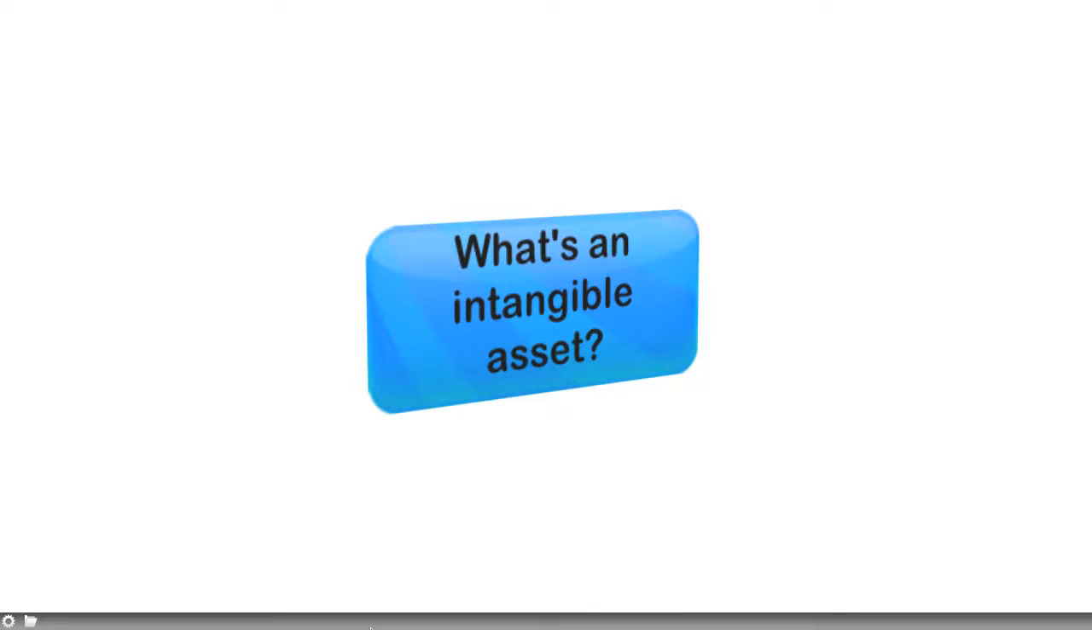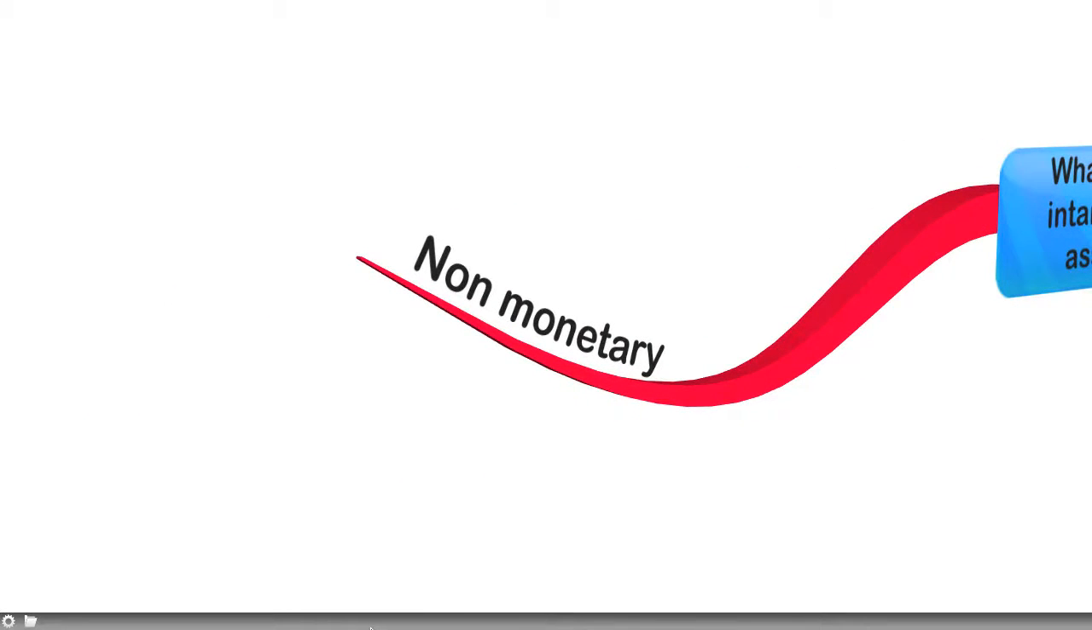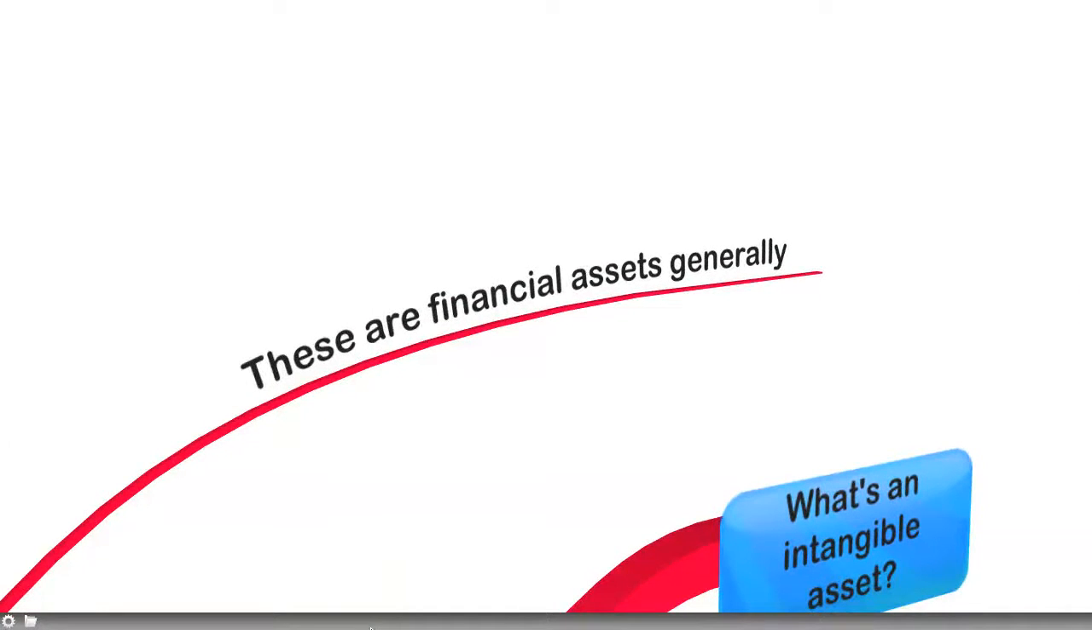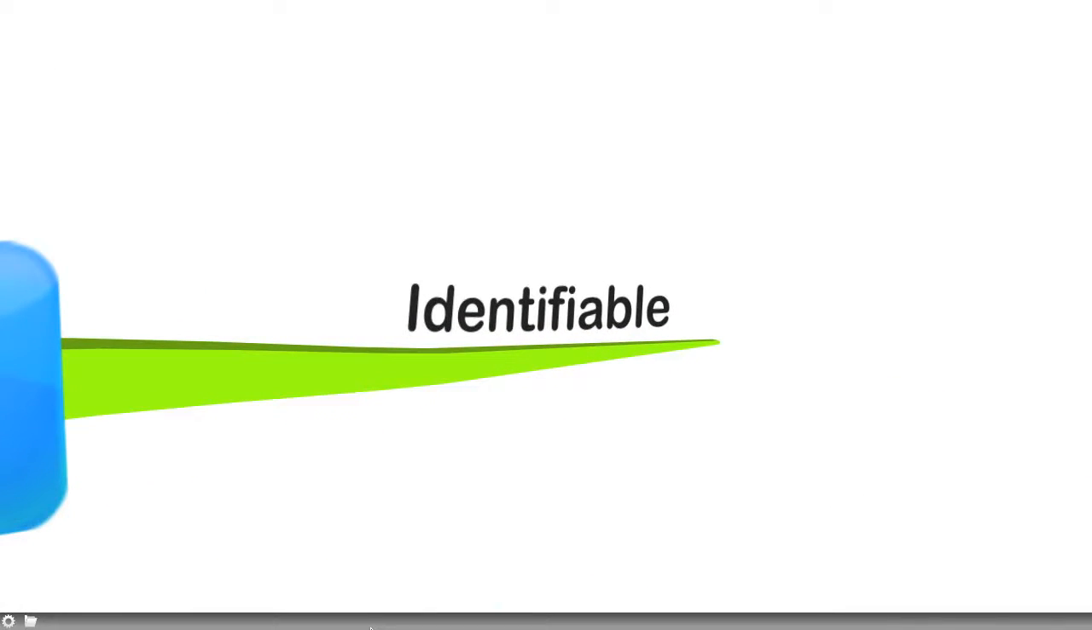So, simple one, what's an intangible asset? You know, what we mean here is as opposed to a normal tangible asset. Right, okay, first thing to remember, it's non-monetary, as monetary assets tend to be financial assets such as receivables, etc. So they're not monetary. The other thing is that they are identifiable.